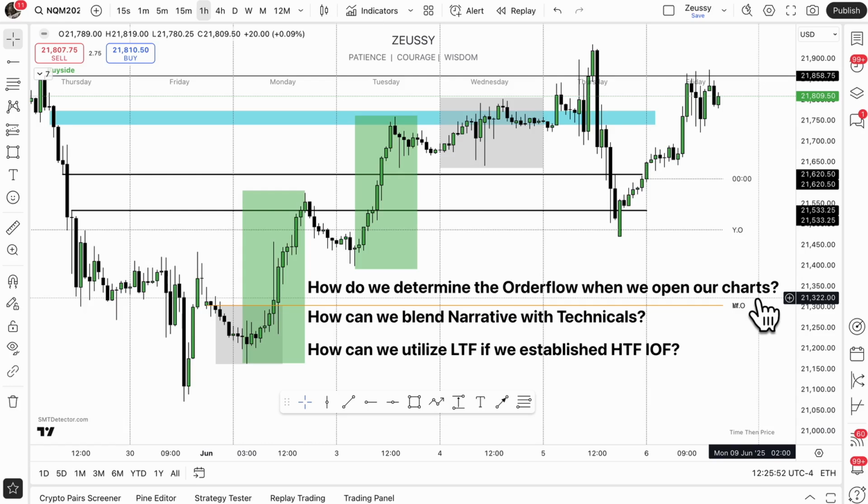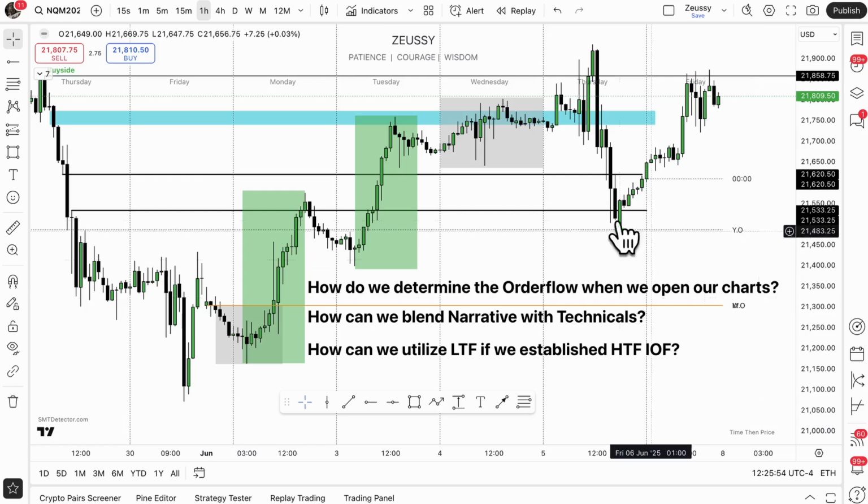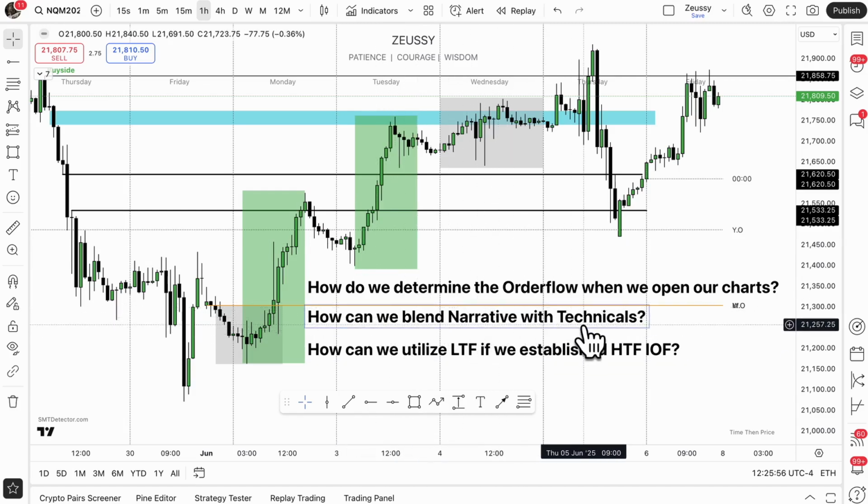Now, when it comes to the following question then, how can we blend narrative with technicals? Well, in order to blend narrative with technicals, we must first be able to establish narrative.